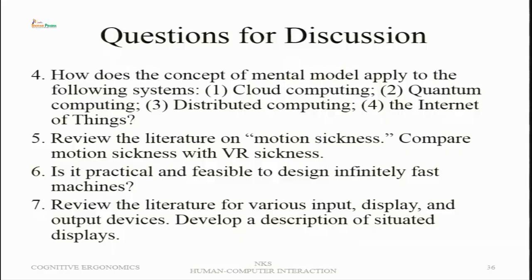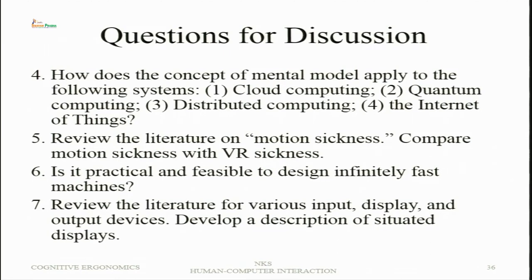Question 4: how does the concept of mental model apply to the following systems? Cloud computing, quantum computing, distributed computing, and the Internet of Things. To these four systems, you apply this concept of mental models. How does it help? Suppose you were a designer and you were to design one of the new technologies. What would you do? If you have a mental model, how do you translate it into a physical incarnation or physical representation? Number 5, review the literature on motion sickness.